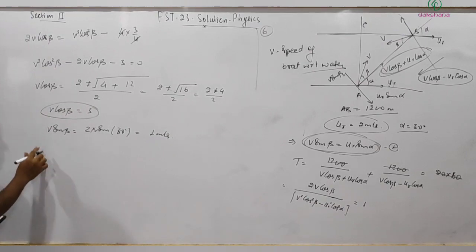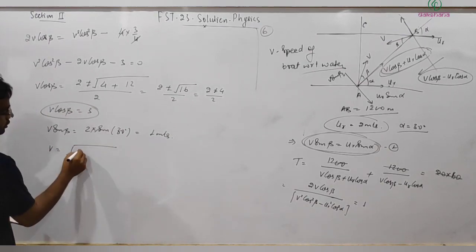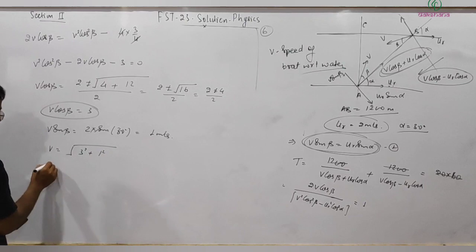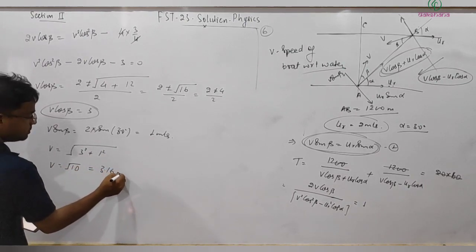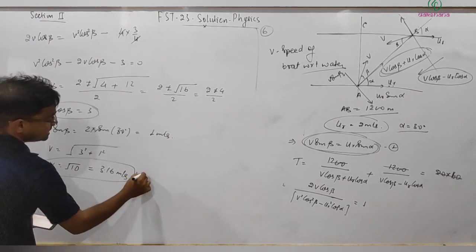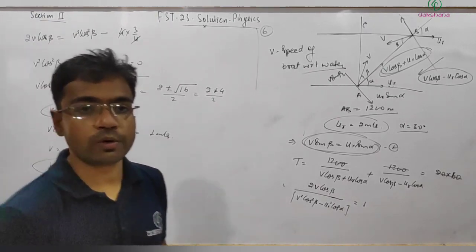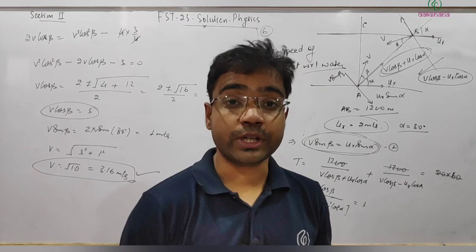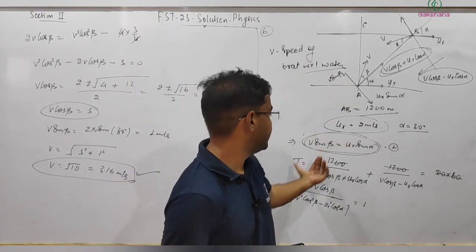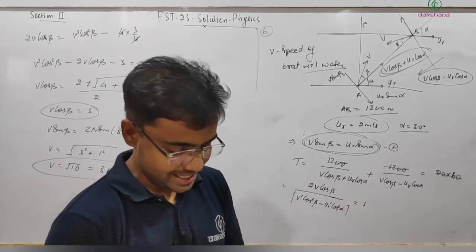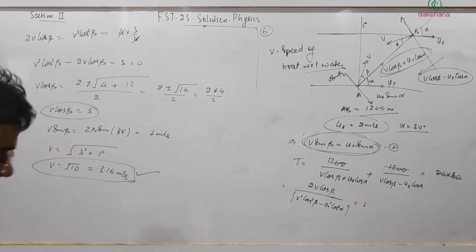Then squaring and adding these two, V comes out to be under root 3 square plus 1 square, so V is equal to under root 10, that is 3.16 meter per second. So this must be the speed of the boat with respect to water for the boat to cross along AB in the given time interval.